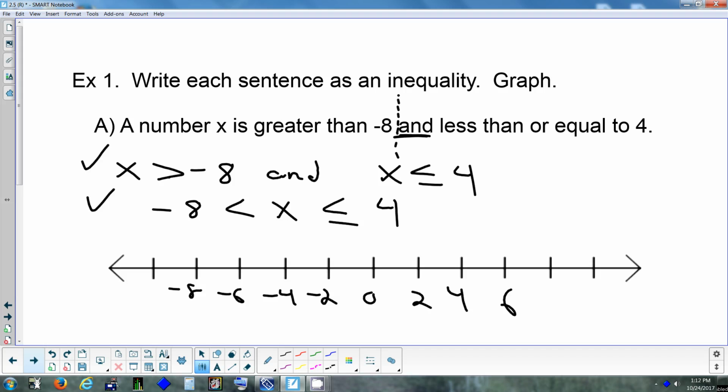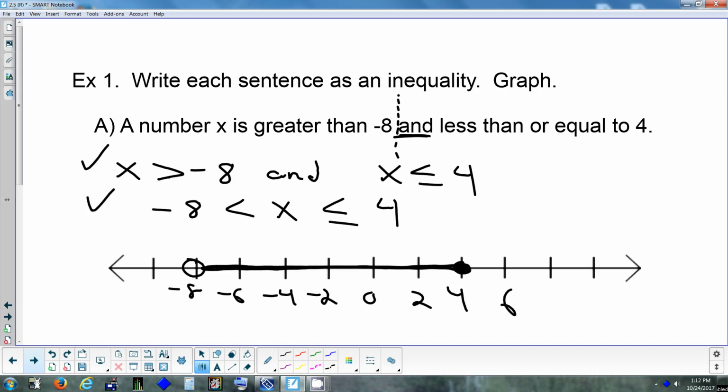What kind of circle do I need on -8? Joe? Open. Okay, while we're at it, what kind of circle do we need on 4? Go ahead, Joe. Closed. And now, is this problem an and, or is it an or? And. It's an and. Where do we usually shade for and? In between. So you shade in between.